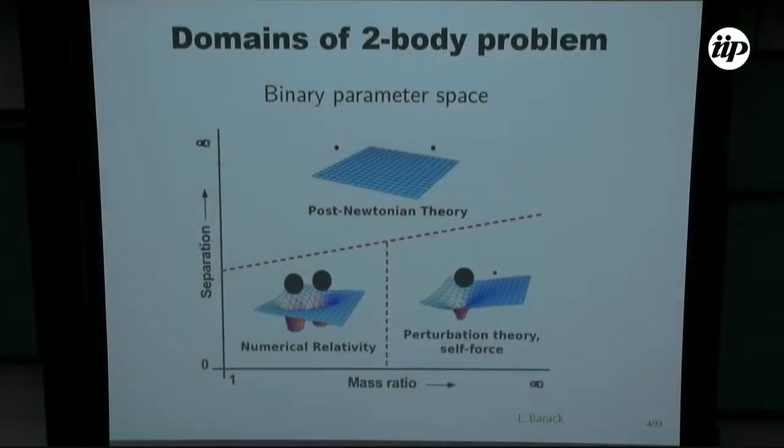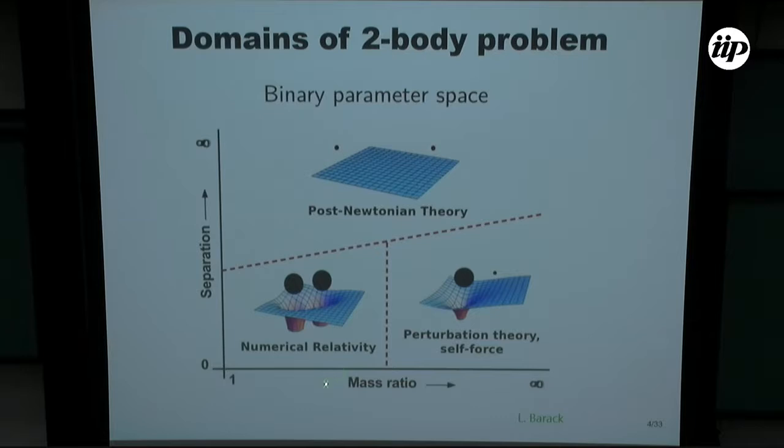Focusing on the binary problem, we can draw a schematic picture to classify the problem we are looking at. This cartoon classifies the binary system in general relativity and how we approach solving it. The horizontal axis is the mass ratio of the binary, and the vertical axis is the separation of the two bodies. The separation runs from 0 to infinity. Zero means the binary is gradually spiraling in and merging, and infinity means the two are widely separated.